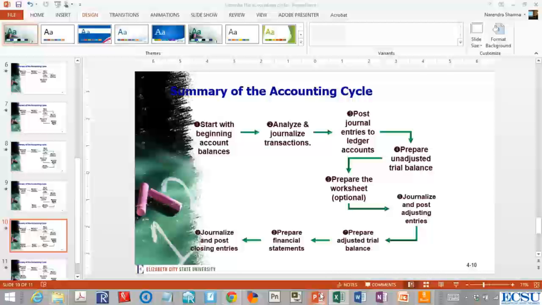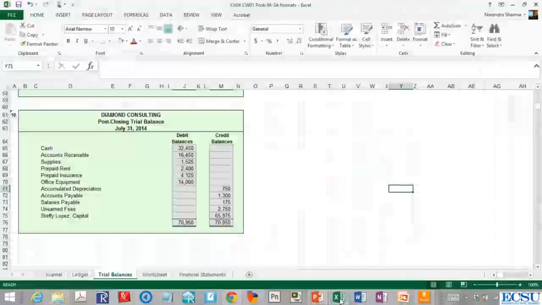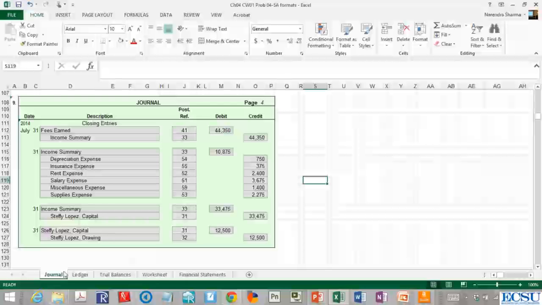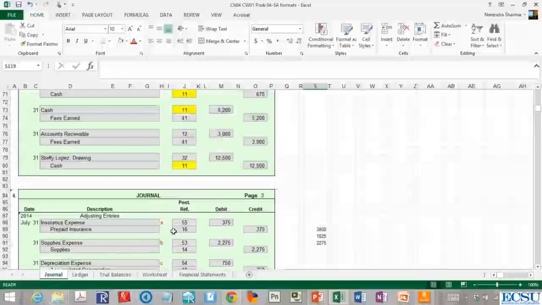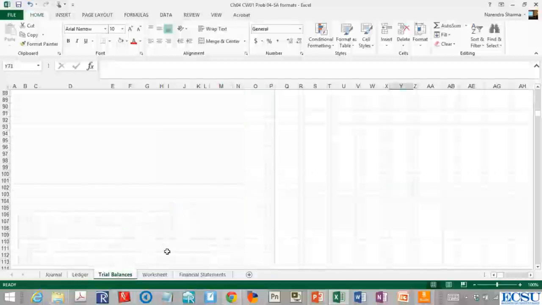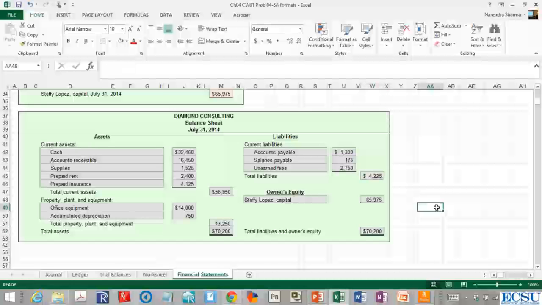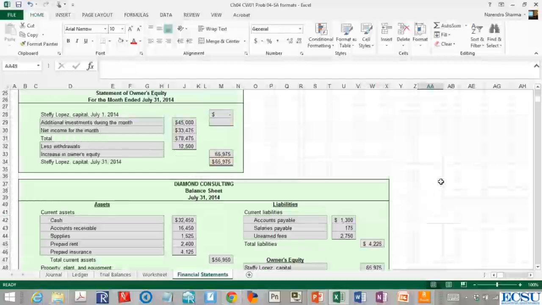So with the post closing, because once we journalize and post close and then prepare the post closing trial balance, we have come to an end of that problem. So that is how we'll be doing. So we have complete journals, page number 1, 2, 3, 4. Then we have ledgers, and then we have 3 trial balances. We have the worksheet, and we have the financial statement. So we have completed the problem, and you are expected to do the same way.